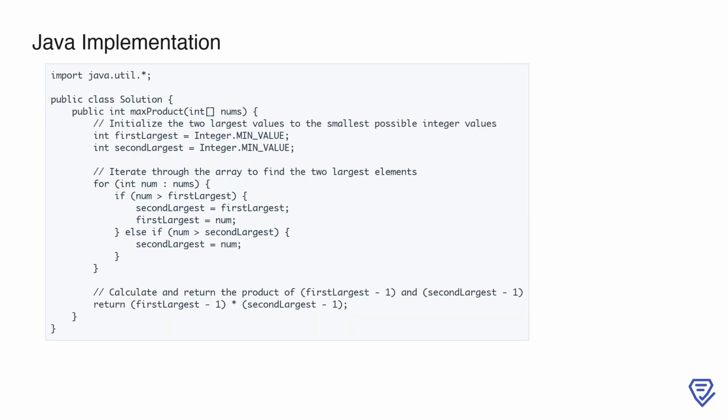This is the Java implementation of LeetCode problem number 1464, Maximum Product of Two Elements in an Array. The logic mirrors the provided Python solution, where we iterate through the array to find the two largest integers. The product of these values, each reduced by 1, is then computed and returned. Key differences include Java's type declarations and the use of Integer.MIN_VALUE for initialization.